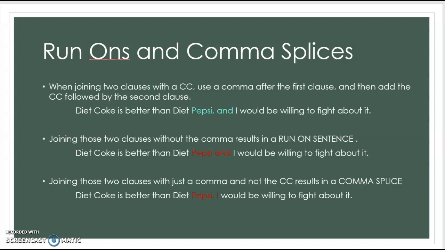Diet Coke is better than Diet Pepsi. That's an independent clause. I would be willing to fight about it is another independent clause. And when we join them with our FANBOY and, we have to have comma and. If we don't have the comma in there, like in the second one, Diet Coke is better than Diet Pepsi and I would be willing to fight about it, you have created a run-on sentence. Run-on sentences are no bueno. They are not good.